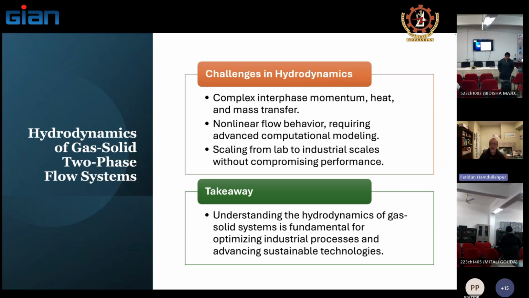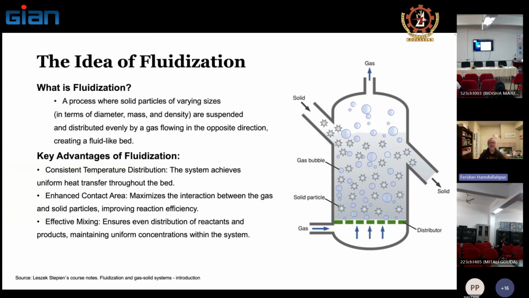And most importantly, a lot of the fundamental research in this area has started in labs. So one of the biggest challenges is how do you move this successfully from a lab scale application to industrial scale application without compromising the performance of your reactor. So for that, we need to understand fully how both phases, gas and solid, behave in such environment for a given application.